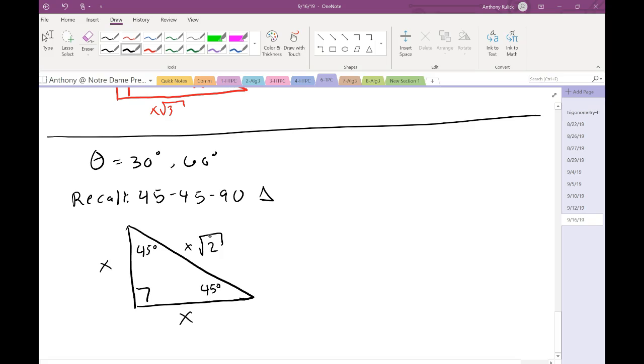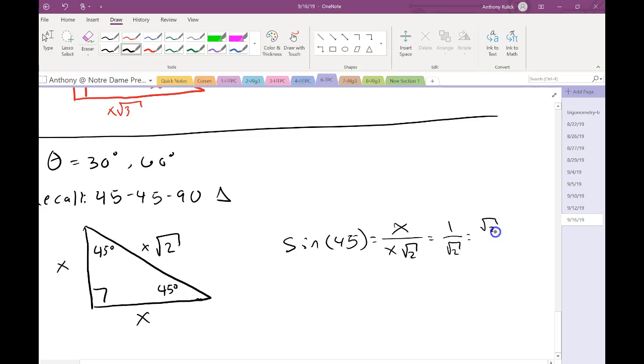So these two triangles, the 30, 60, 90 and the 45, 45, 90 triangle, will be really important to us going forward. These are both things that you'd want to commit to memory as they become really useful in our future. So, for example, if I wanted to find sine of 45, that would be x over x square root 2, which reduces to 1 over the square root of 2. And when we rationalize the denominator, we'd have square root 2 over 2.